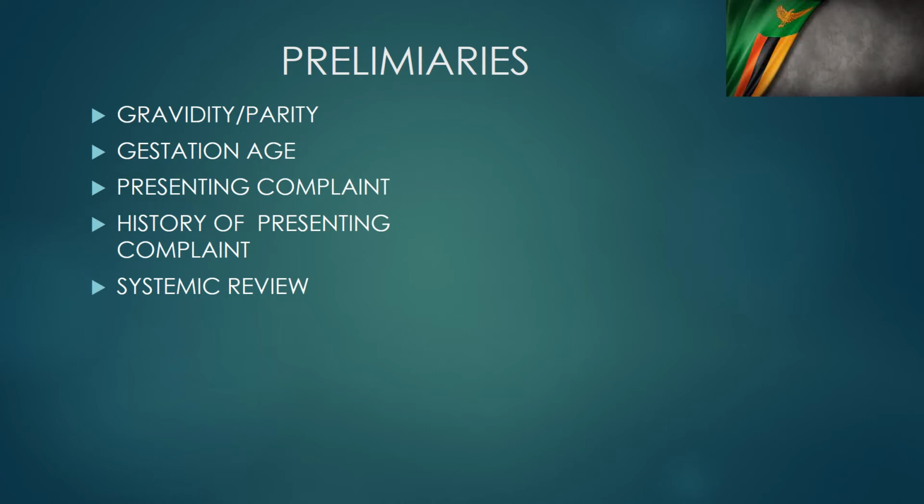So any system that has not been tackled in the history of presenting complaint is now tackled in the systemic review. Musculoskeletal system, for somebody who's bleeding vaginally, maybe you can ask, do you have any swelling of the joints? Do you have any bleeding in the joints? Because if somebody has a coagulopathy, they might be bleeding in the joints. So the systemic review puts together everything that the patient has forgotten in the other system that they think was irrelevant, and also if you missed out anything in your history of presenting complaint, the systemic review puts everything together.